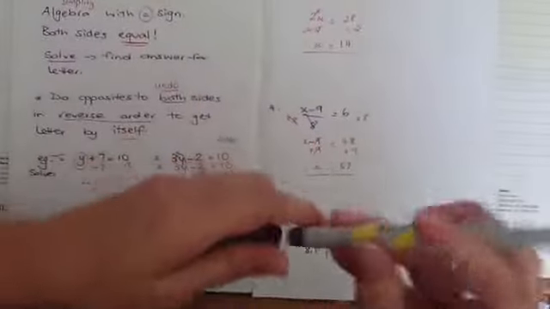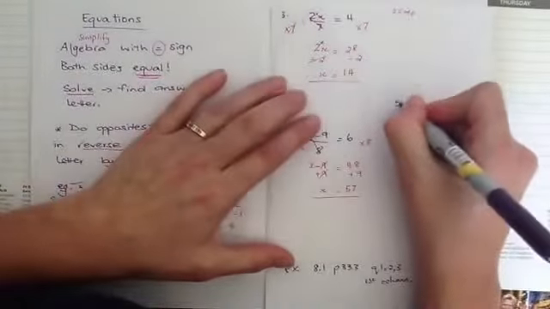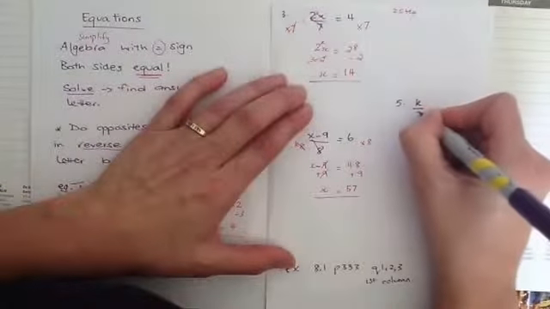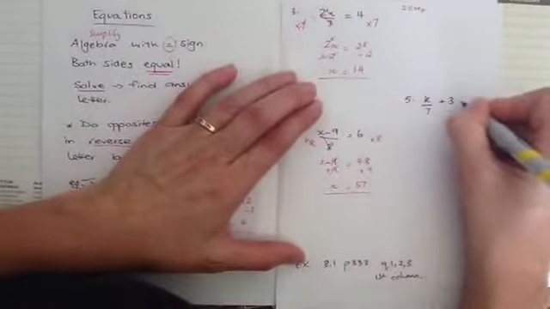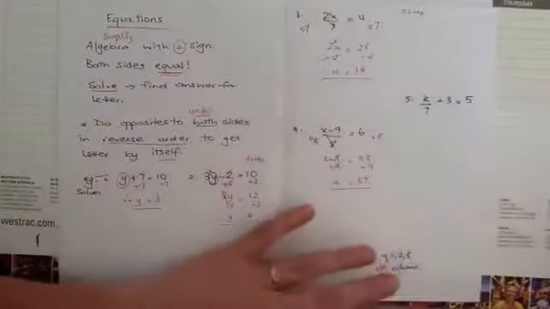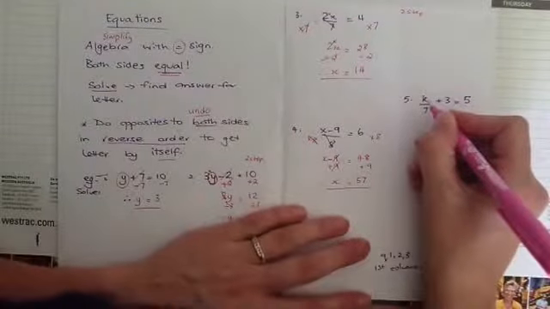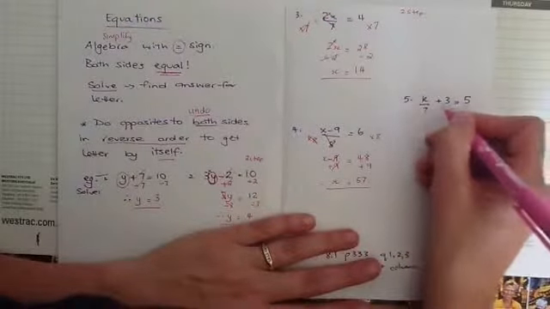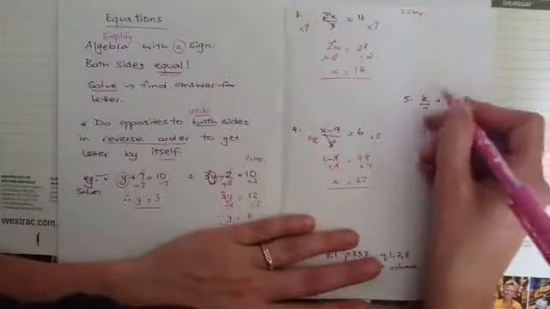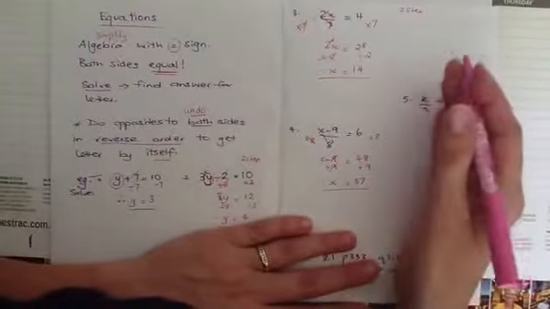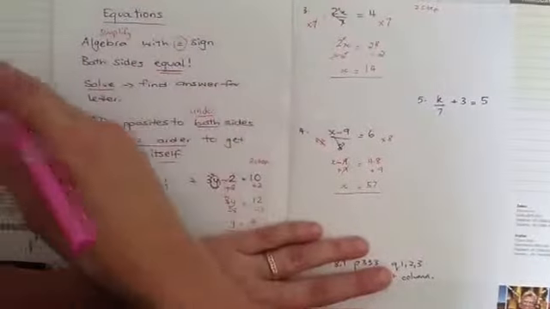One last quick one to do, number 5. If I have k over 7 plus 3 equals 5. Again, this is a two-stepper. What happened to k first? It was divided by 7. What happened next? It was plus 3. What was the last thing we did? We added 3. So that's the first thing we've got to undo, going back in reverse order.